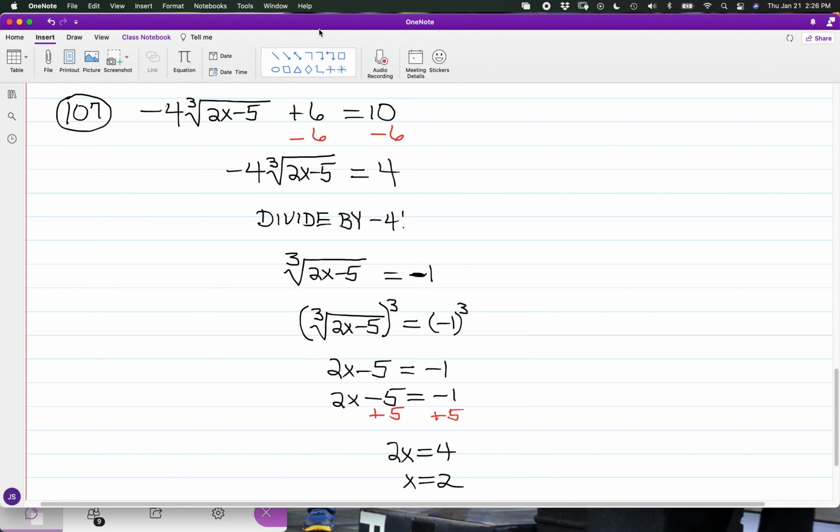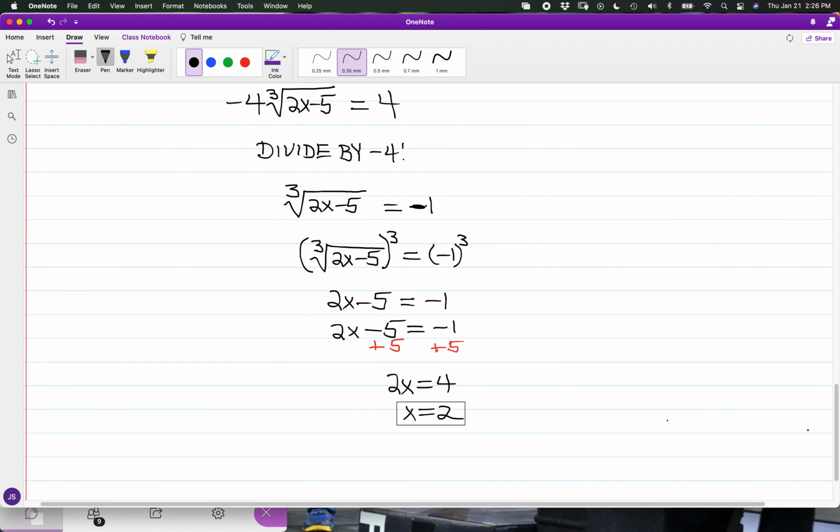So again, we had an odd root radical to deal with. Now if I had an even root, you'd be looking at checking as a recommendation.